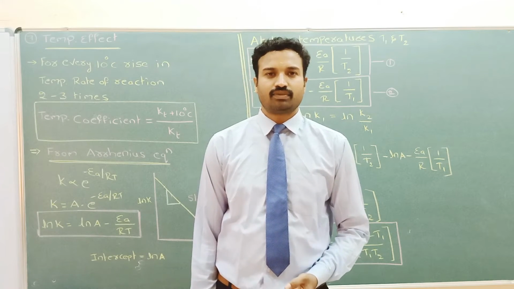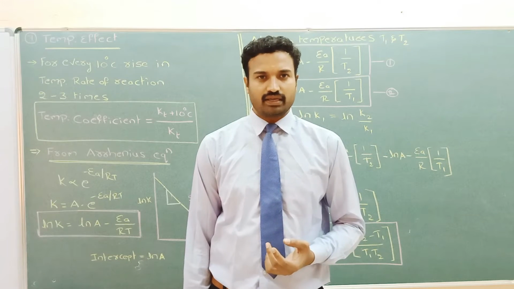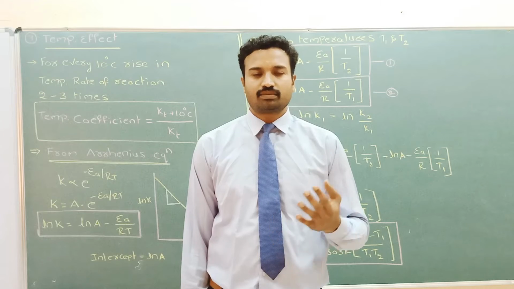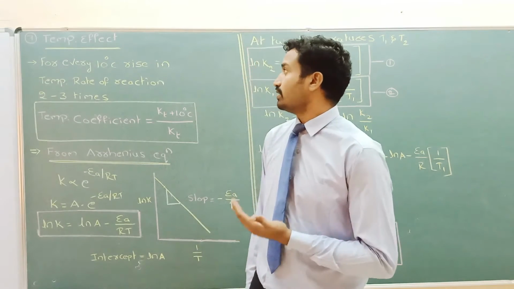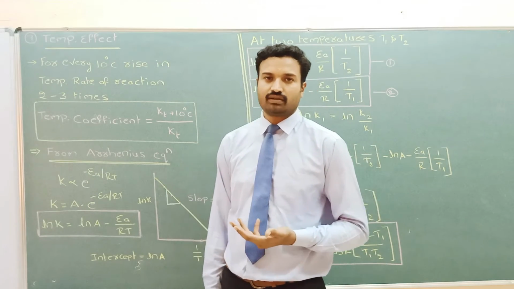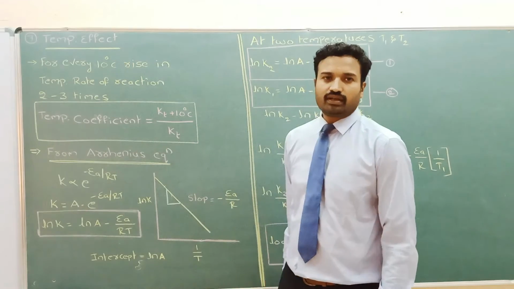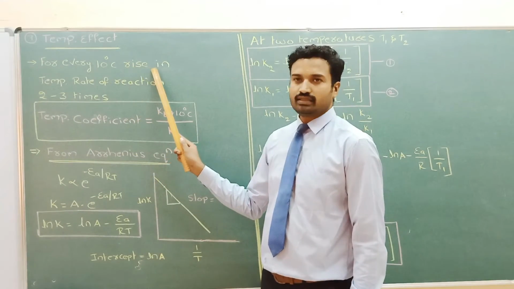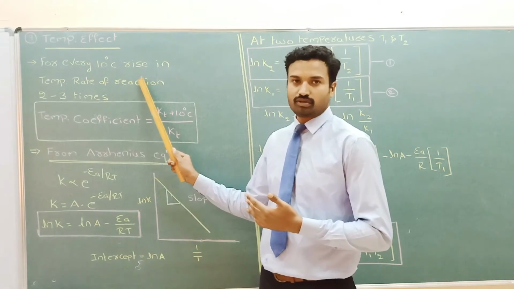In that chapter, we discussed the rate of reaction and the factors affecting the rate of reaction. Last class we discussed the 6 factors which affect the rate of reaction. Now the 7th factor, temperature effect on rate of reaction. For every 10 degrees rise in temperature, the rate of reaction becomes 2 to 3 times. Last class we discussed this one.